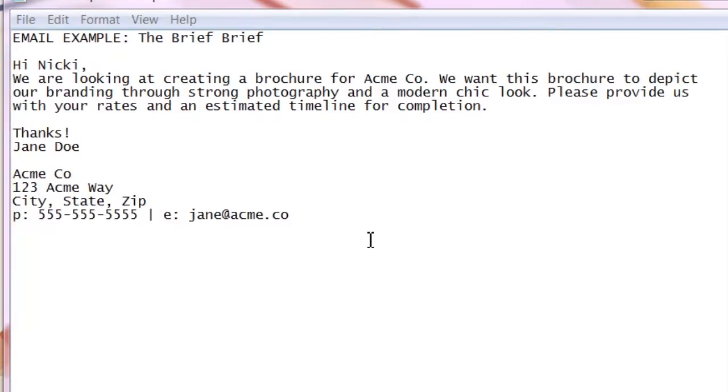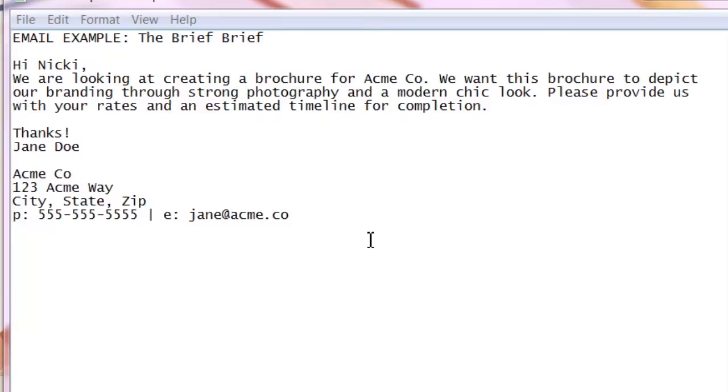Okay, so the first thing that you're looking at here is what is it that they need? That's probably the easiest part. And by what is it that they need, we're looking at what is the project. Okay, so in this case, the project is a brochure. Easy enough. They don't specify what type of brochure. They just need a brochure.